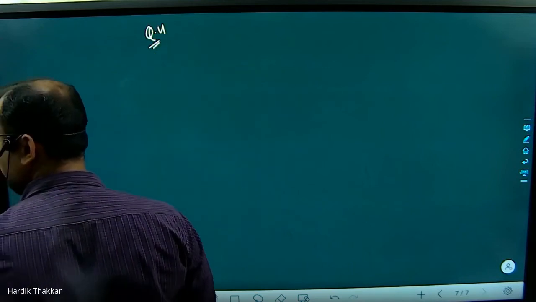रिया क्वेश्चन 4 हो गया? हाँ सर कर रही हूँ.